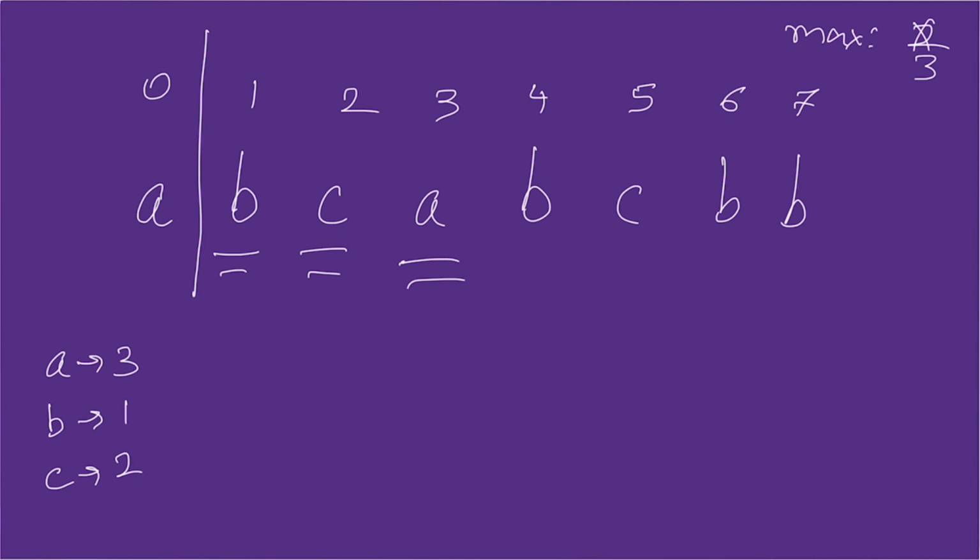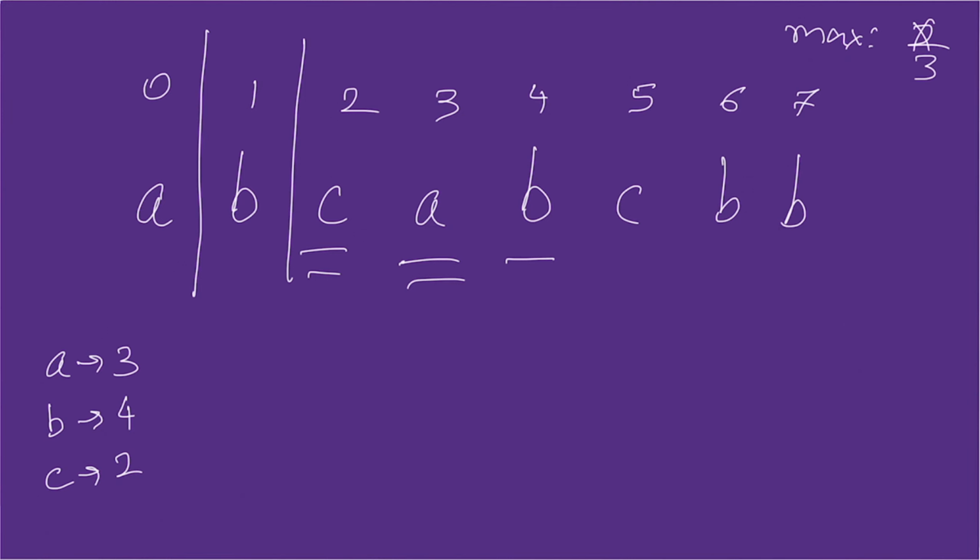Okay, moving on. Now the next character is B. Again, we see that B exists in the map. Its position is at 1. So we update our starting point to be after 1, which is from 2. And we update the index of B in our map to be 4. Now in this case, the length of substring is 3, so we don't have to update our max again.